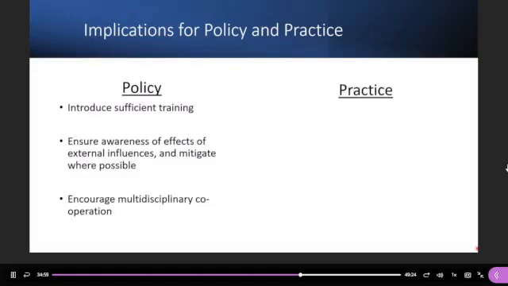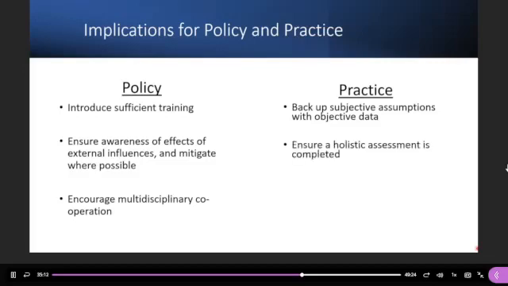The implications for practice, for the nurses themselves, are that they need to back up subjective assumptions with objective data. If they make a visual assessment, they need to check it and confirm it with the vitals. They need to ensure that a holistic assessment is completed. They need to assess the patient from all angles: visual, vital, verbal, psychosocial, symptoms, presenting complaint, to combine it into their assessment. They need to negate their beliefs and biases where possible.